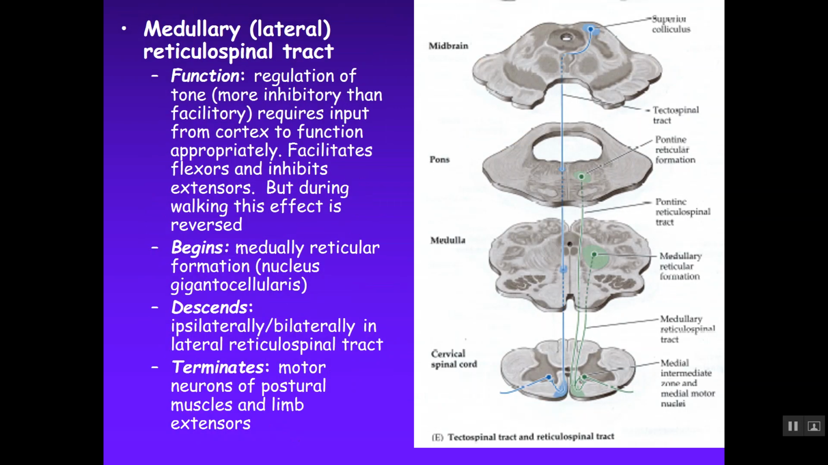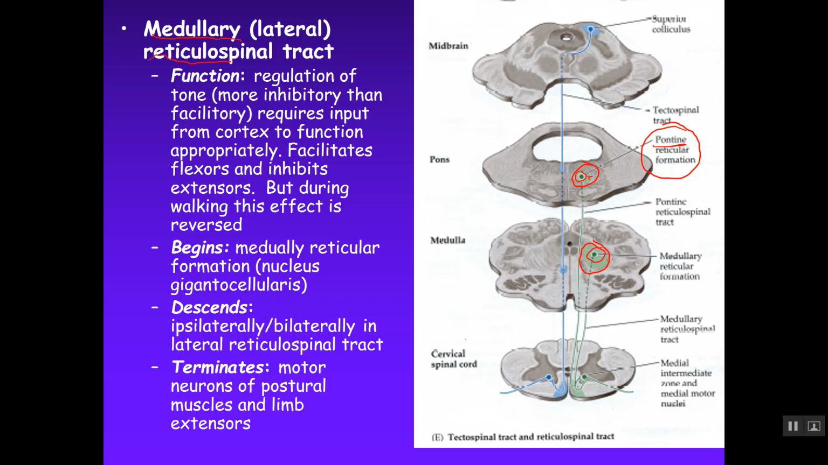Next one is the medullary or lateral reticulospinal tract. This one starts in the medulla. The other one was the pontine reticulospinal tract, which we talked about as part of the medial activating system. It's more medial and it starts in the pons. This one's a little more lateral, and it starts in the medullary or medulla area. But it all starts in the reticular formation. This is all that reticular formation area.